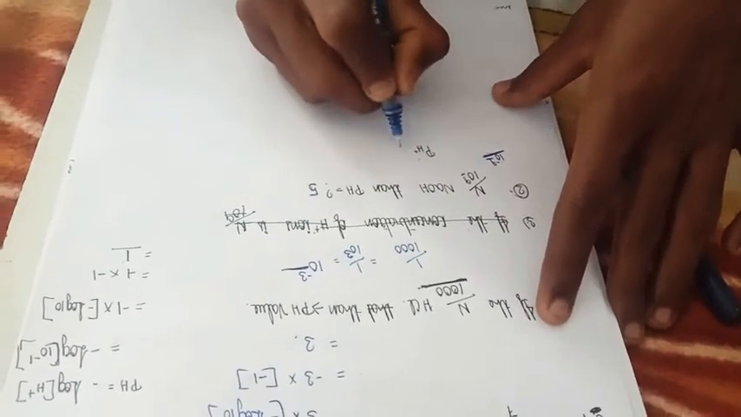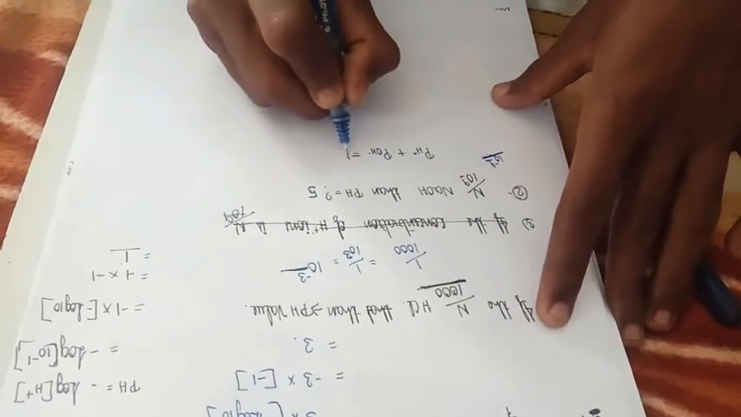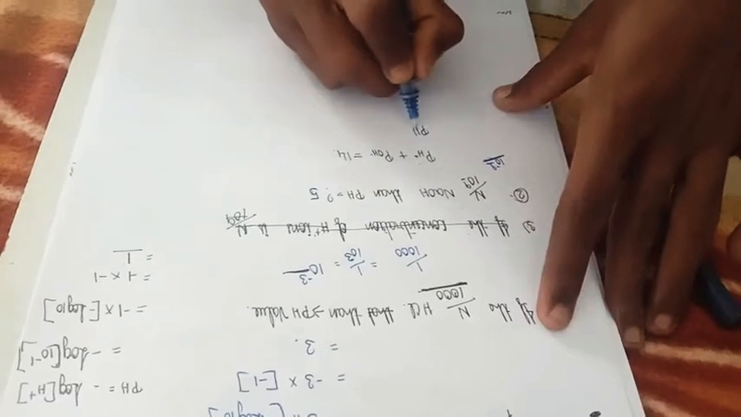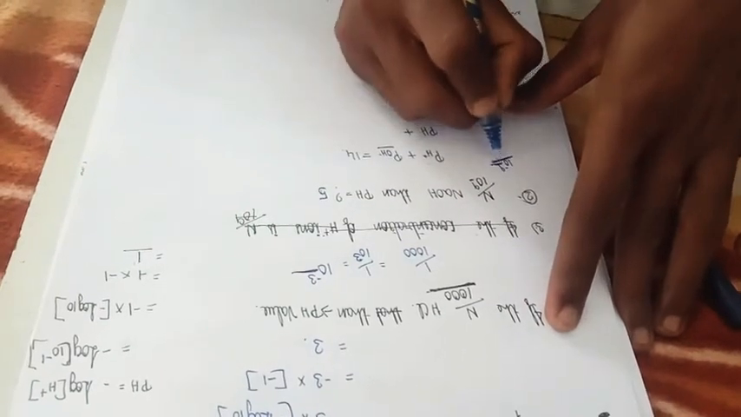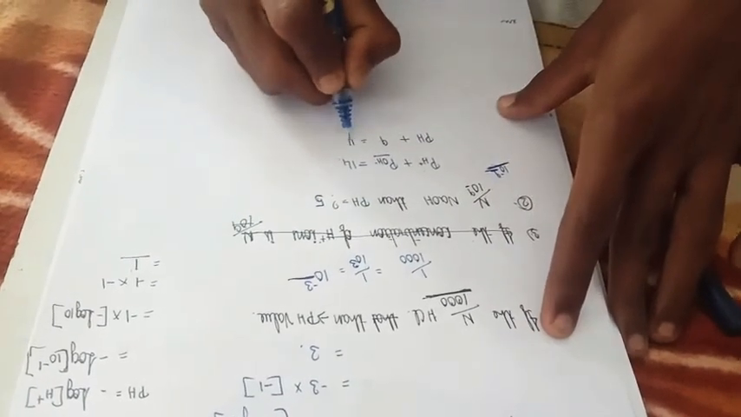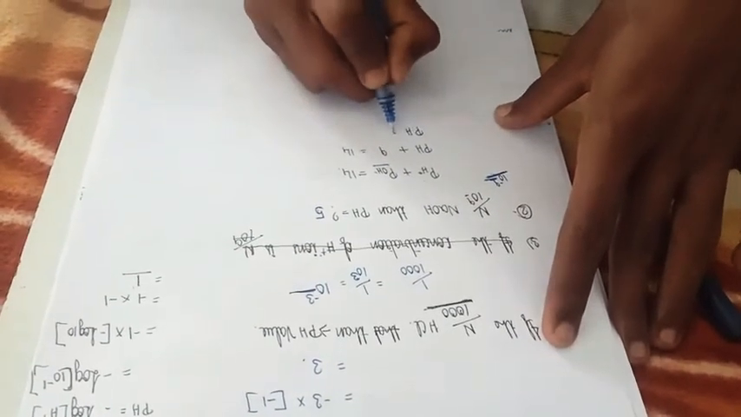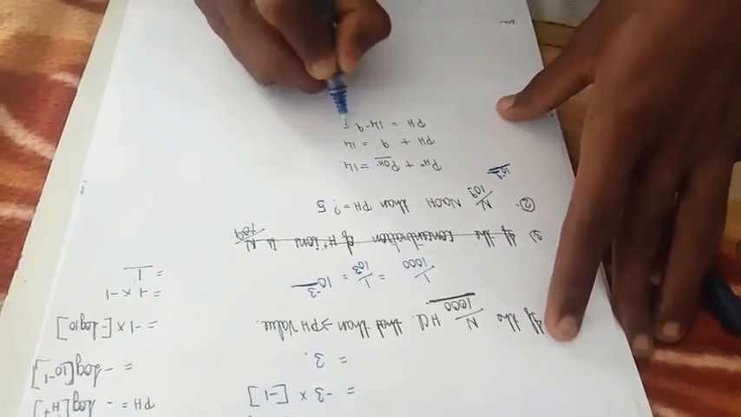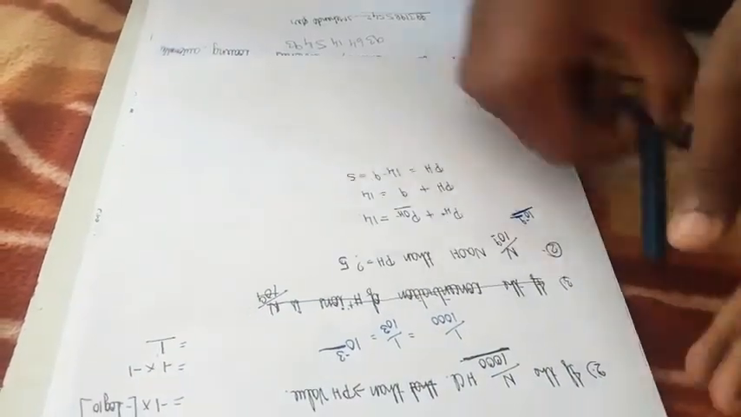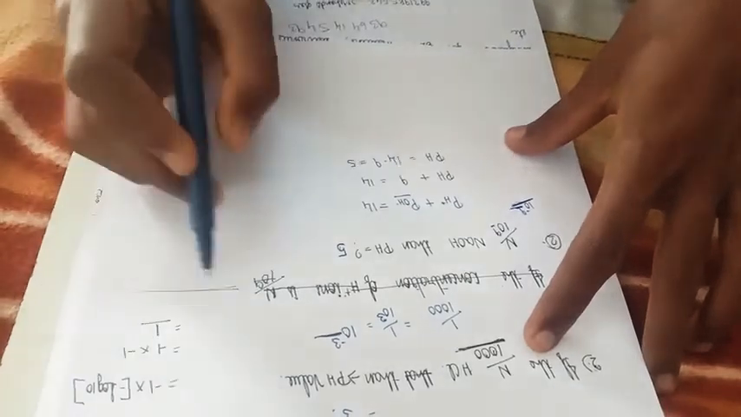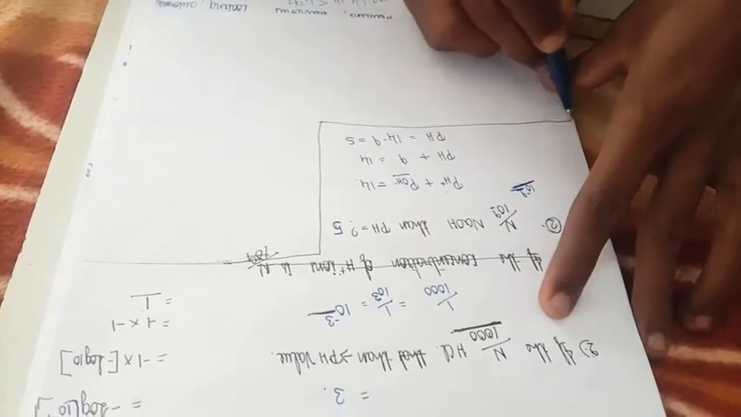pH plus pOH is equal to 14. Then pH plus pOH, we got 9, so pH plus 9 is equal to 14. Then the pH value is 14 minus 9, equal to 5. Our next topic is... I think you all understand how to calculate the pH value. If you have any doubt, then comment to me.